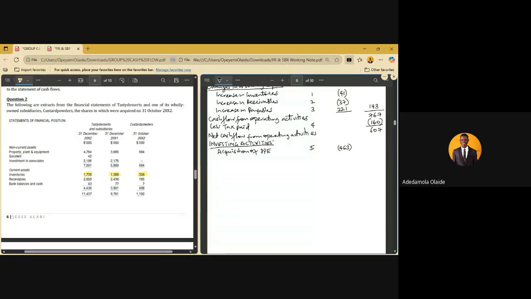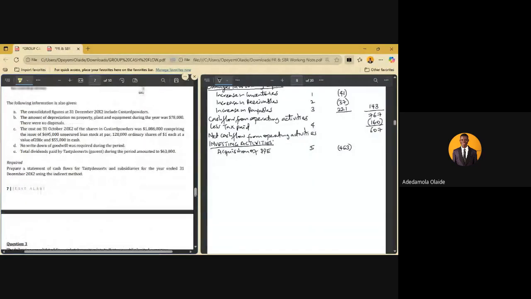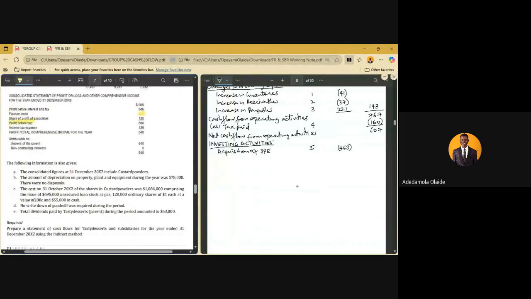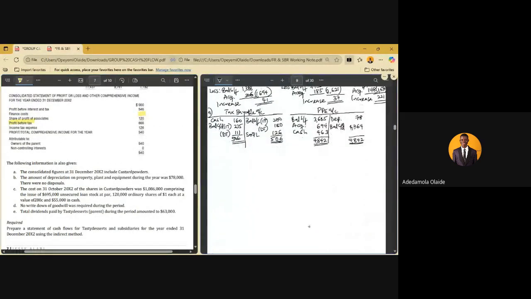Goodwill. We don't have goodwill at the beginning of the year. We did not inherit any goodwill, but we are having 42 at the end of the year. Since they told us no write down of goodwill was required during the year, there was no impairment of goodwill. To confirm that figure, we can calculate goodwill from the acquisition. How do we calculate goodwill? Purchase consideration, which is how much? They told us the total purchase consideration was what?